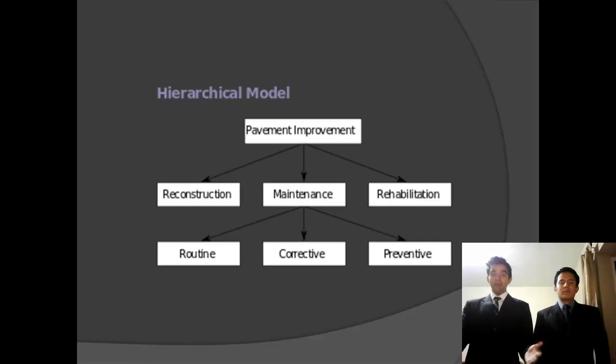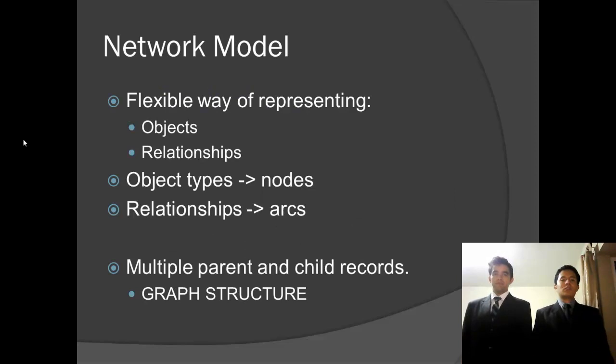Here we have an example of a hierarchical model. You can see this diagram has only one parent and many children. The parent is pavement improvement, and the children are reconstruction, maintenance, rehabilitation, and the others. Now I'm going to talk about the network model.